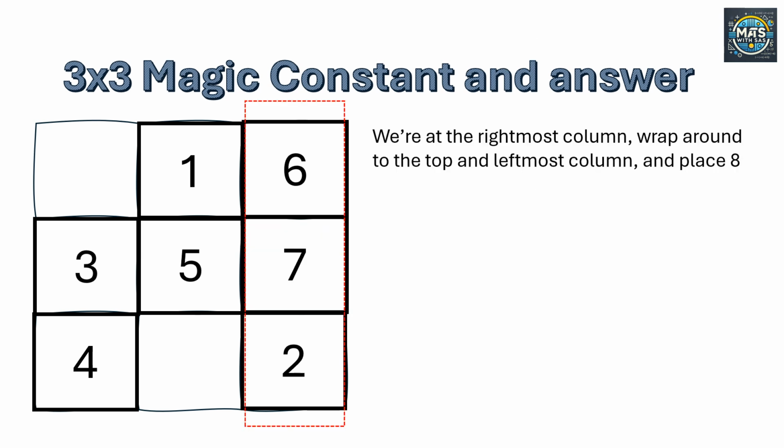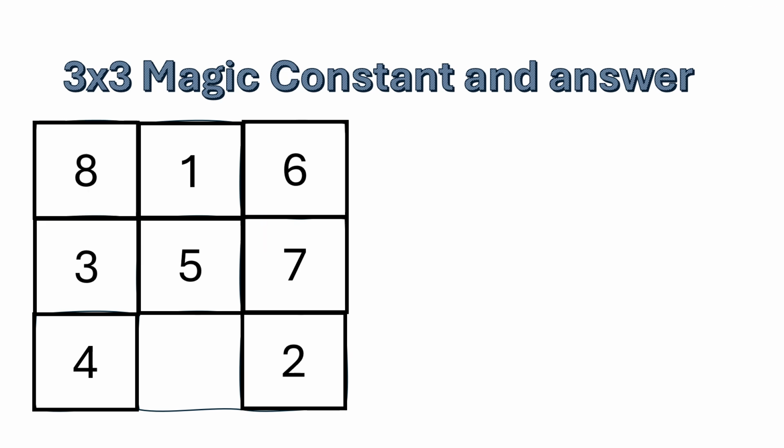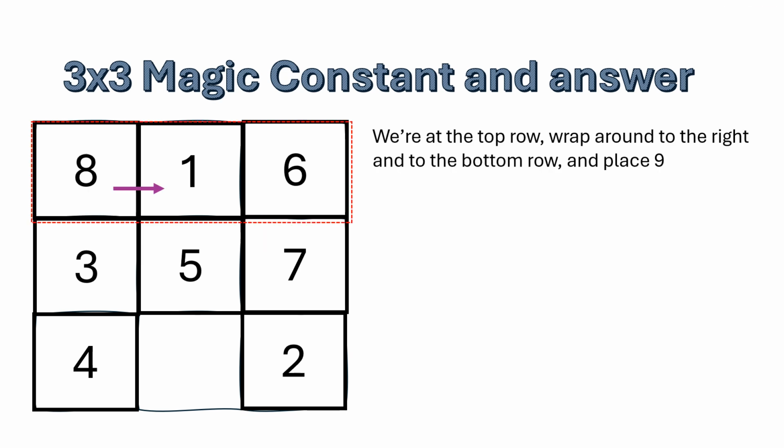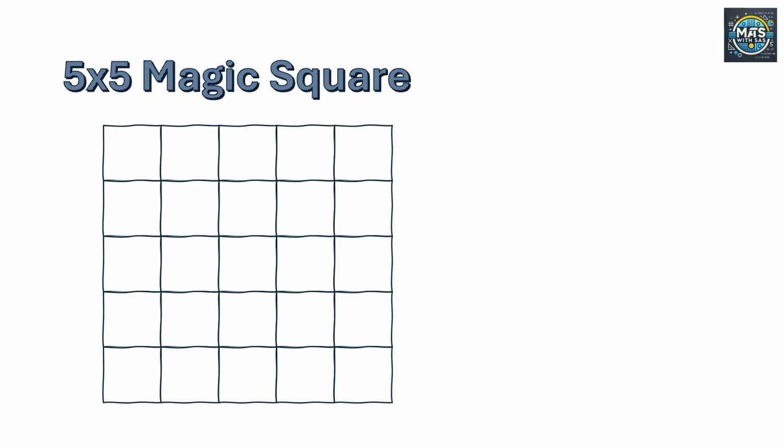Since we're at the rightmost column, wrap around to the top and leftmost column, and place 8. Since we're at the top row, wrap around to the right and to the bottom row, and place 9. And there you have it. A completed 3 by 3 magic square where every row, column, and diagonal adds up to 15. For a 5 by 5 magic square, you'll start with 1 in the top middle cell and follow the same rules.